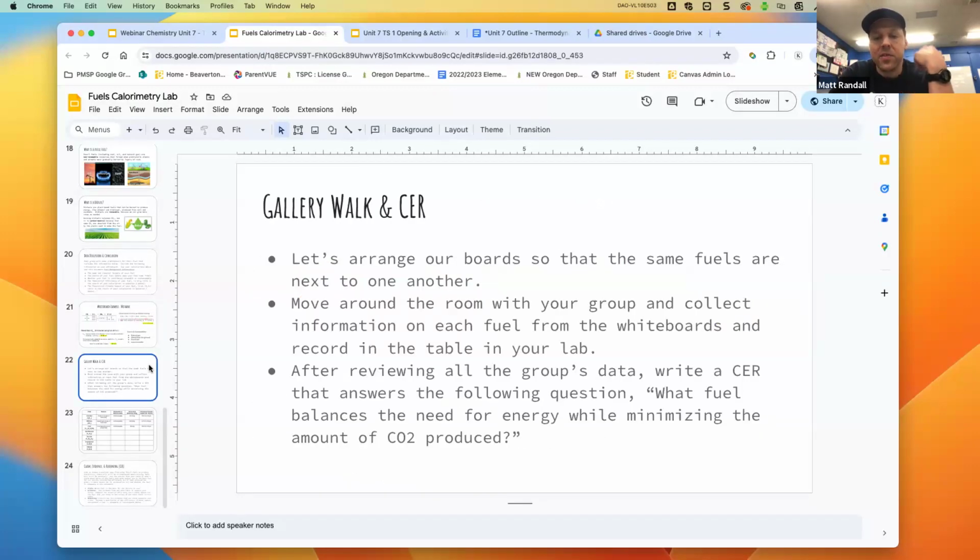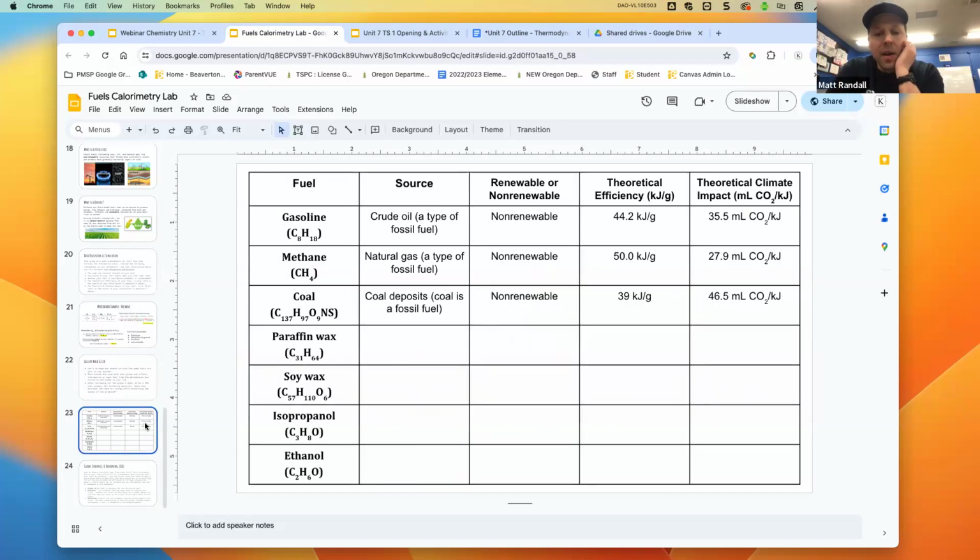Yeah, and then the idea is that students are walking around and gathering the main information from the whiteboard, and then that's what goes on the table below. So the very next slide. And then we already have a few, kind of calling back to your unit opener, the main fuels that we burn for transportation or for heating or for electricity are gasoline, methane, and coal. Methane is the main thing in natural gas. And so this includes information about that. And then the other fuels that students studied are there.